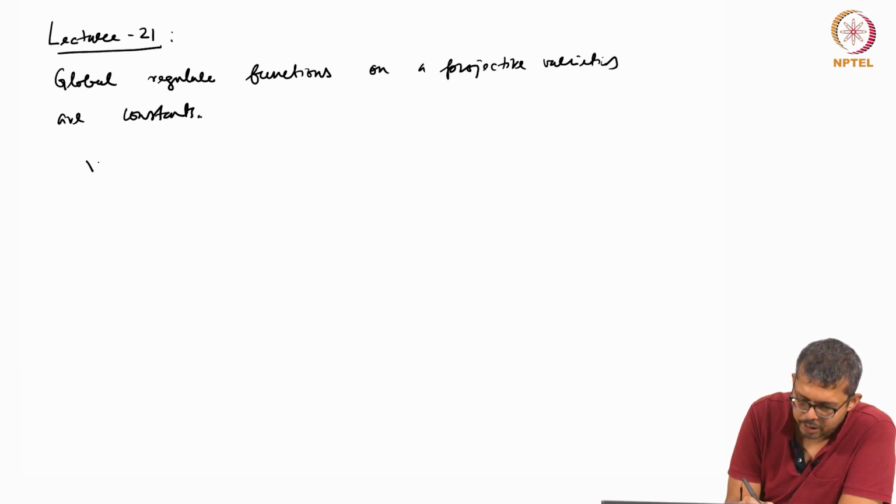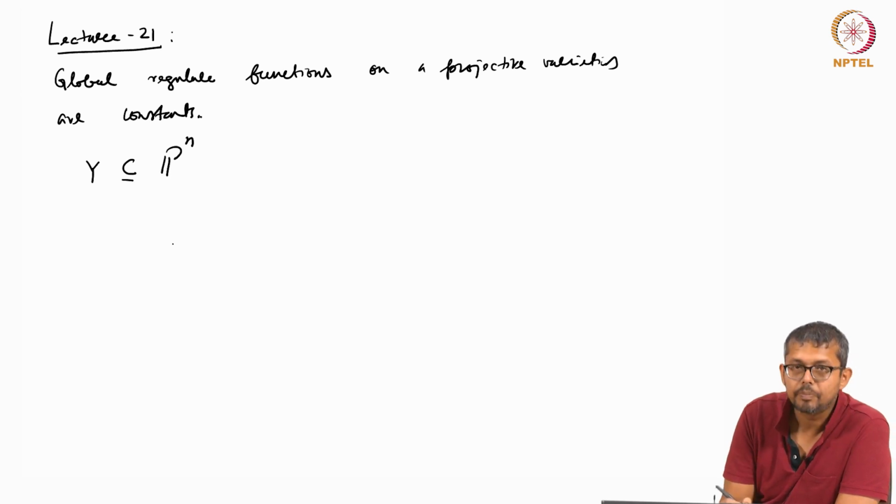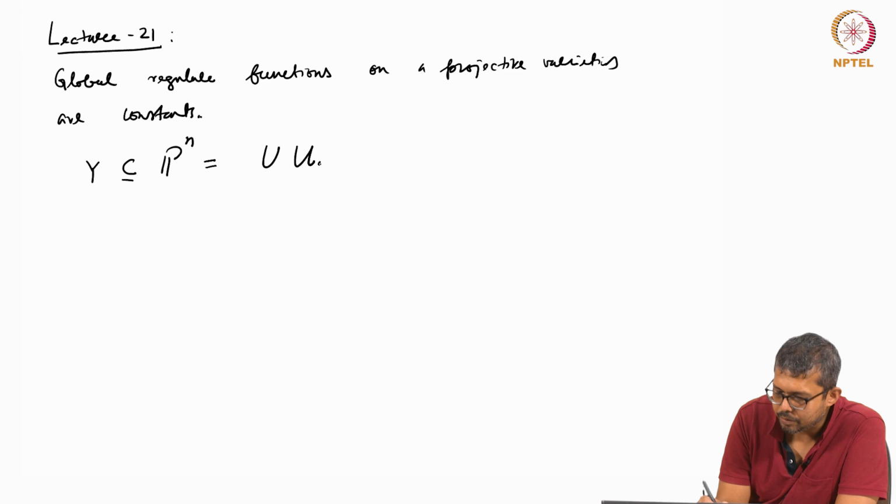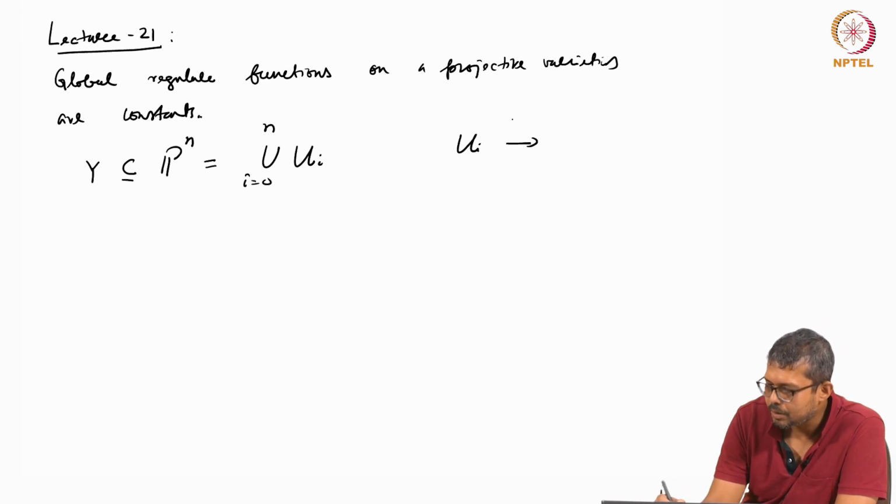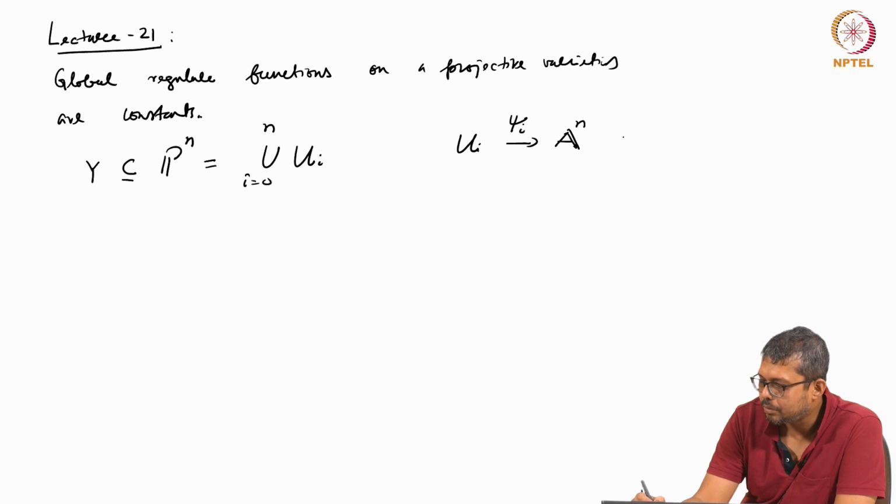Recall, what is a projective variety? It's some irreducible closed subset in some Pn, right? And Pn you can write as a union of Ui, where the Ui are the affine open subsets. So each Ui has a map phi i, or psi i, I don't remember the notation, from Ui to An, for each i equal to 0 to n.